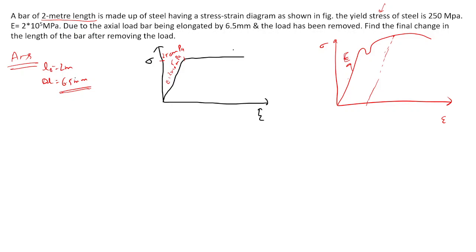So first we will find what maximum deformation is possible till the elastic limit. If it is above that maximum limit, then there would be some plastic deformation remaining after the removal of load. And if this 6.5 mm is less than the elastic limit, then no permanent deformation is there. So first we are finding this. How will you find what maximum deformation is possible till here? What is the strain at the yield point?